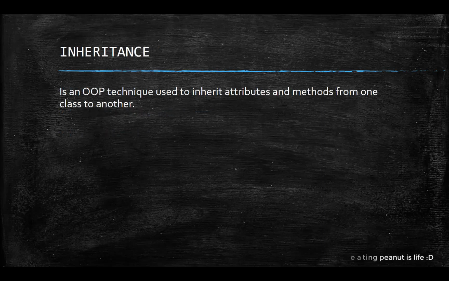So, what is inheritance? Inheritance is an OOP technique used to inherit attributes and methods from one class to another. Which means that one class can inherit the attributes or methods from one class to another. For example, the parent class has a string name, string last name, or integer age. If you create another class for the child, then you have to use keywords to inherit that parent class.